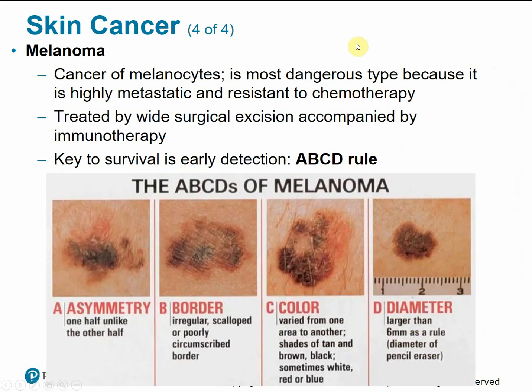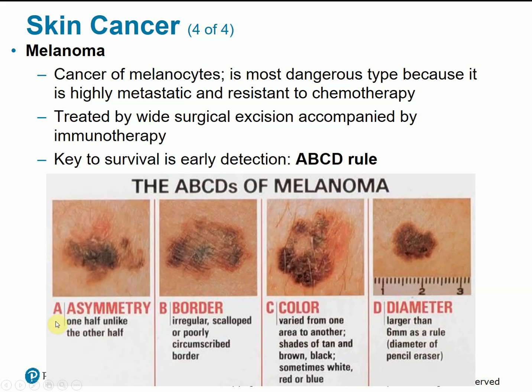Melanoma is a cancer of the melanocyte. So this is the most dangerous type of skin cancer because it is highly metastatic and resistant to chemotherapy. So it's generally treated by wide surgical excision accompanied by immunotherapy. So just cutting the melanoma out itself is generally not going to be enough. We have to do a little bit extra with different types of immunotherapy to keep it from spreading or coming back. So the key to survival of melanoma is early detection and the ABCD rule.